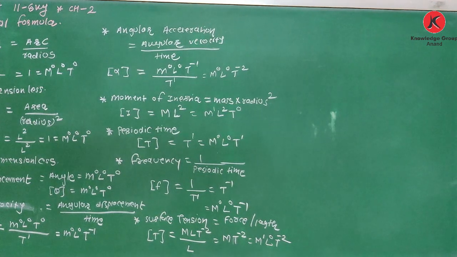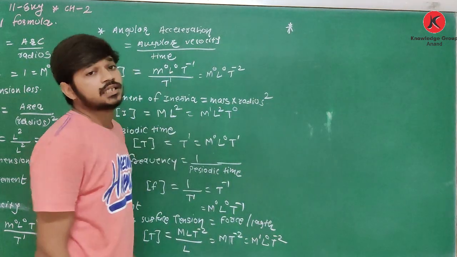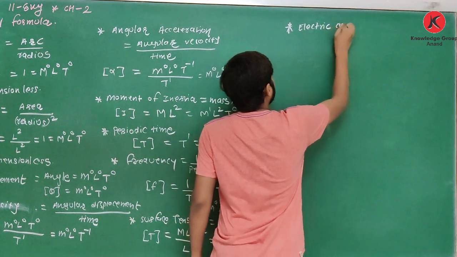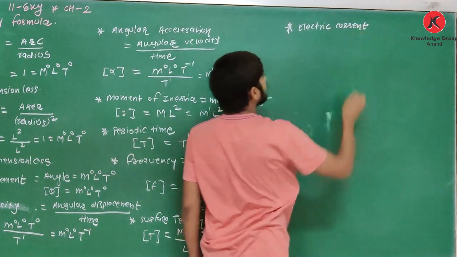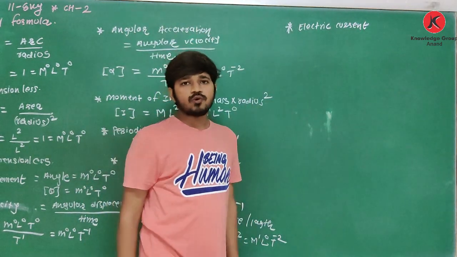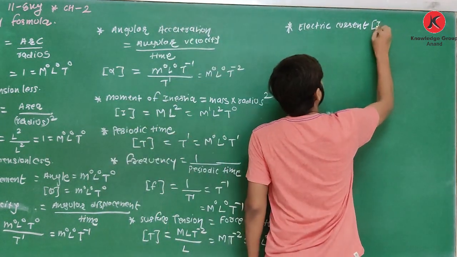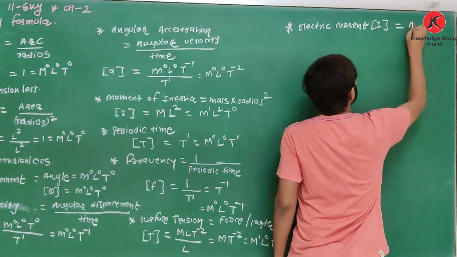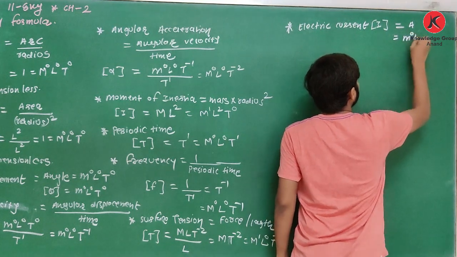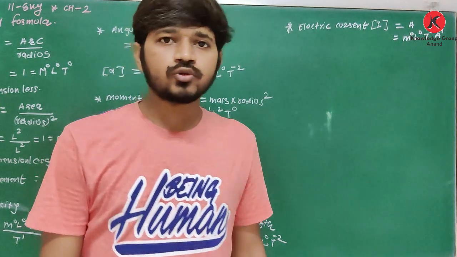Okay, now next one is electric current. We know dimensional formula of electric current because electric current is a base quantity, a fundamental quantity. So dimensional formula of current I is equal to A, only A, or yes, you can write this as M0, L0, T0, A1. Clear about this? How to write these quantities?